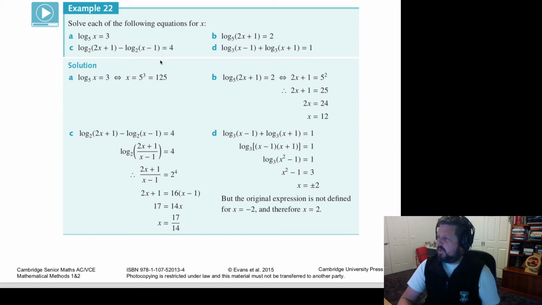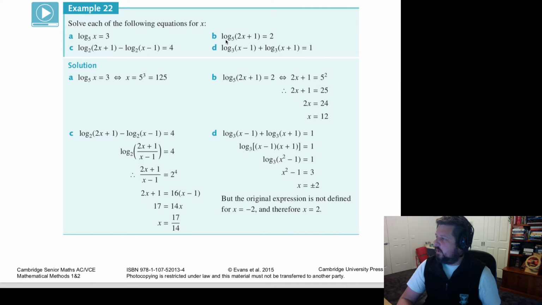Next ones I want to chat about. It says here, solve each of the following equations for x. We've got log of x to the base 5 is equal to 3. Cool. So again, the whole idea is to change the format. So this is the same as saying x is equal to 5 to the power of 3. That's just changing it to that format. Obviously, now we can work out what x is. It's just 5 to the power of 3. 5 times 5 is 25, times 5 is 125.